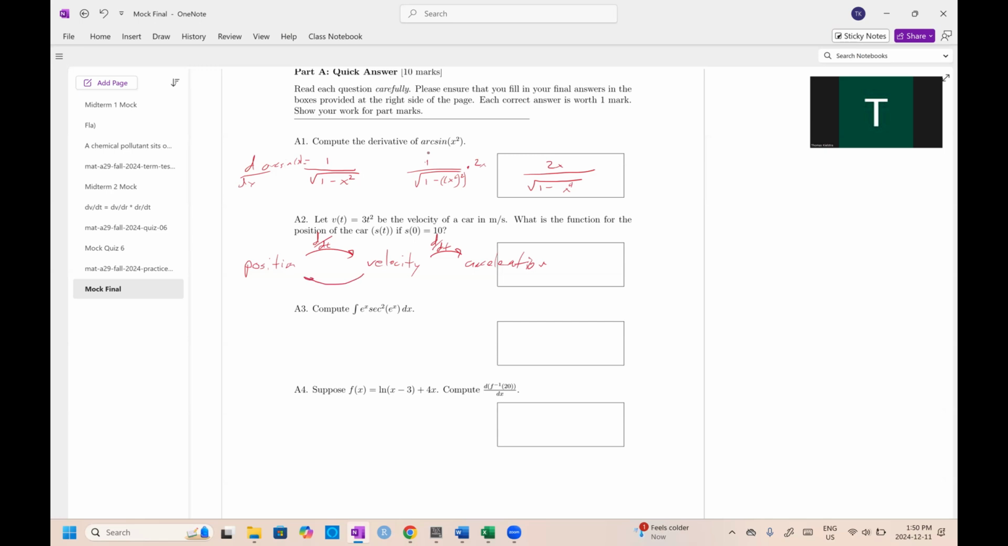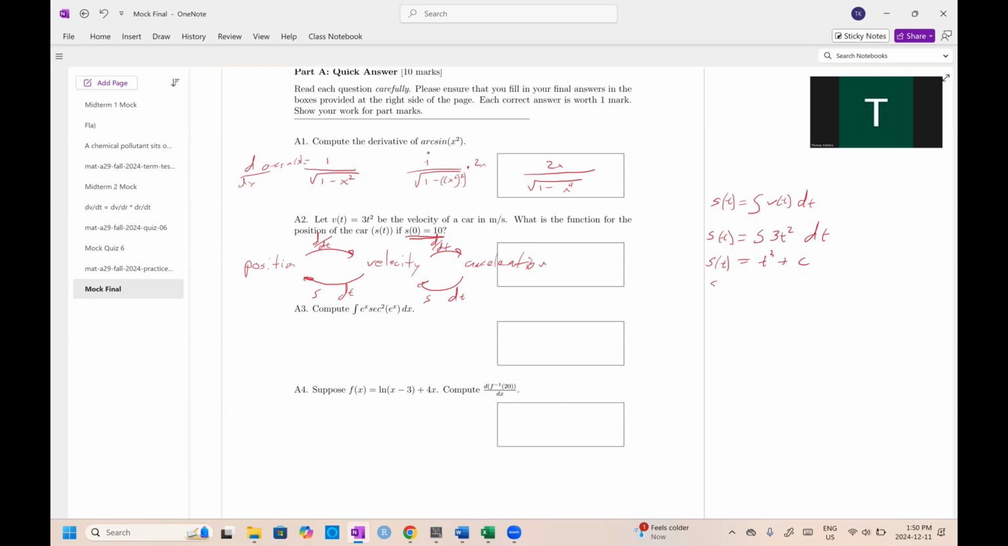To go from velocity to position, I integrate with respect to t. To go from acceleration to velocity, I integrate with respect to t. Now, when I integrate with respect to t, I'm going to have a constant of some kind. I don't know what that constant is, and I need an initial condition to solve for that constant. So s of t equals the integral of v of t with respect to t, which is the integral of 3t squared dt, which equals t cubed plus c.